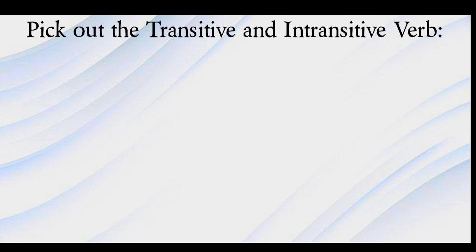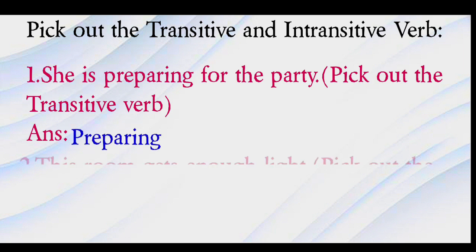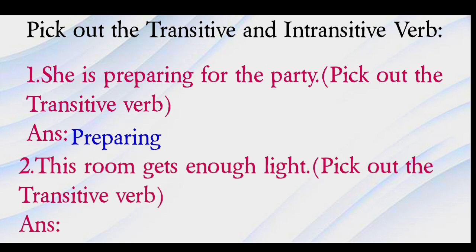Now pick out the transitive and intransitive verb in the sentence. She is preparing for the party. Pick out the transitive verb. The answer is preparing. Number 2. This room gets enough light. Pick out the transitive verb.